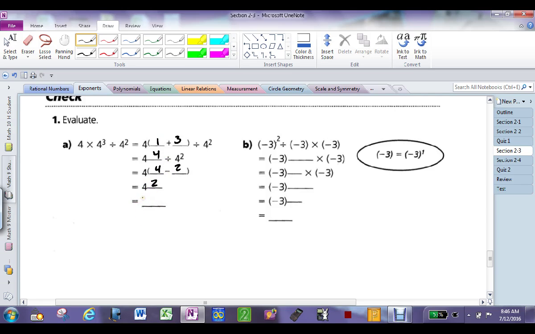Evaluate. I changed the instruction here to see if I could catch anyone. What is it really? I'll help you out. 16. Now do this one.